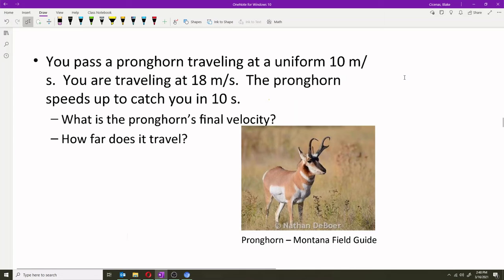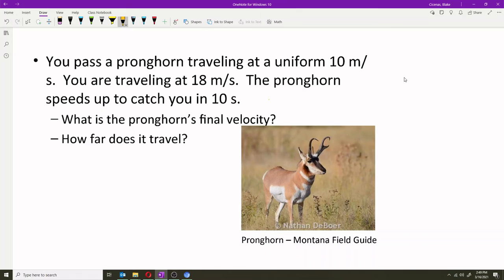Okay, pronghorn problem. Pronghorn are the fastest land mammals in North America, around 63 miles an hour. They evolved when we had some sort of ancestor of the cheetah, which doesn't exist anymore, but pronghorns still do. Let's say you pass a pronghorn traveling at 10 meters a second. That's the pronghorn's speed. You are traveling at 18 meters a second. The pronghorn doesn't like it and catches you, because they're fast, in 10 seconds. We want to know the pronghorn's final velocity and how far it travels.